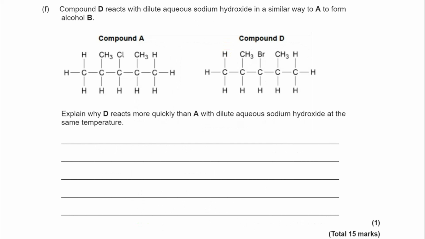Finally, moving on to part F, and we want to know here, only in a 1 marker, why D reacts more quickly than A. The key thing to do in any question like this is identify all of the differences. And the only difference here is which halogen. So what we are looking for in this particular question is that the CBr bond is weaker than the CCl bond. That means it breaks more easily, which means it reacts more easily, which means that you can substitute it with an OH more easily.